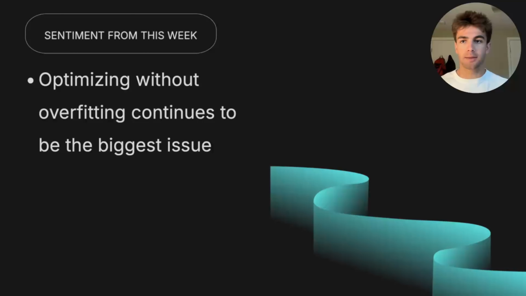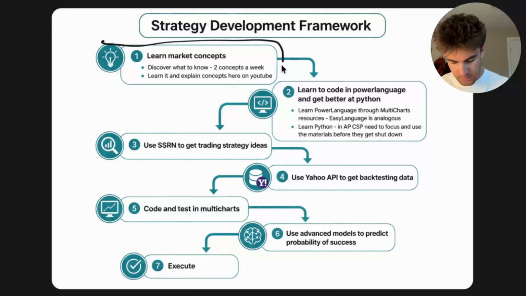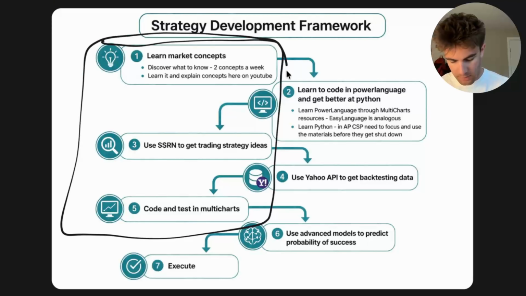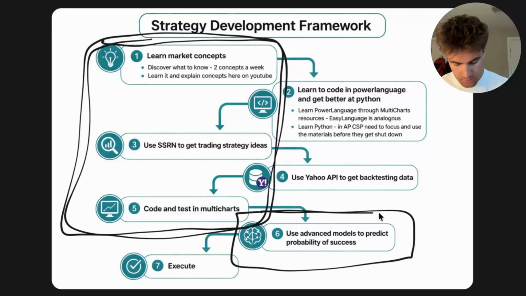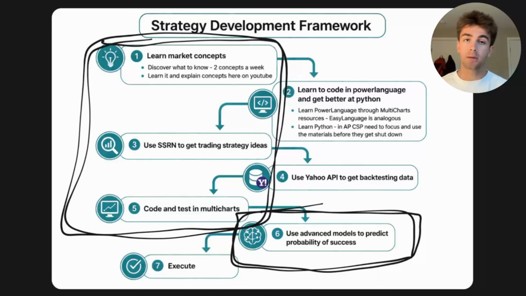Speaking about overfitting, that continues to be the biggest issue that I'm facing, how to optimize a strategy without overfitting the sample data. However, I've come up with some different ways to hopefully remedy this that we'll go over later. This week, I again stayed in this 1-3-5 range, except what was new was I actually tapped into step number 6 and used bootstrapped Monte Carlos and forward projection Monte Carlos to predict probability of future success.